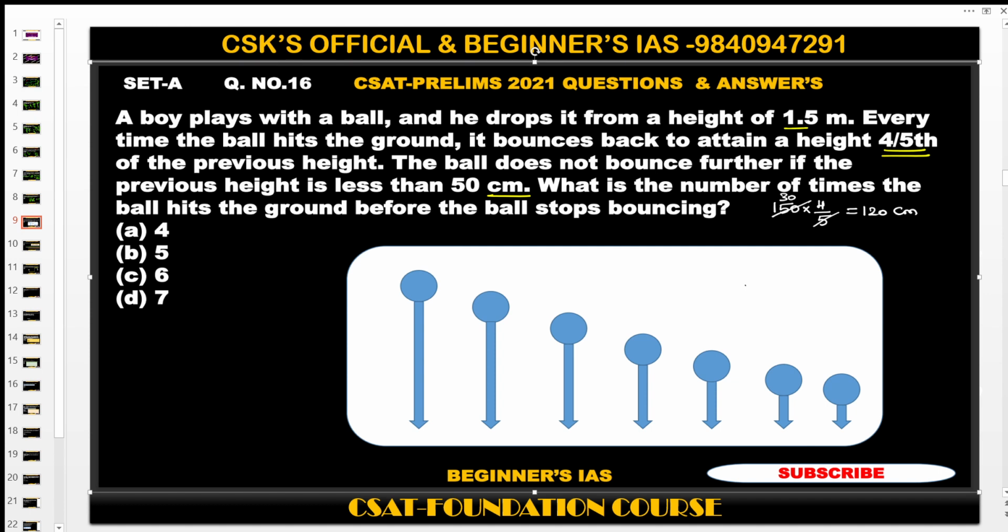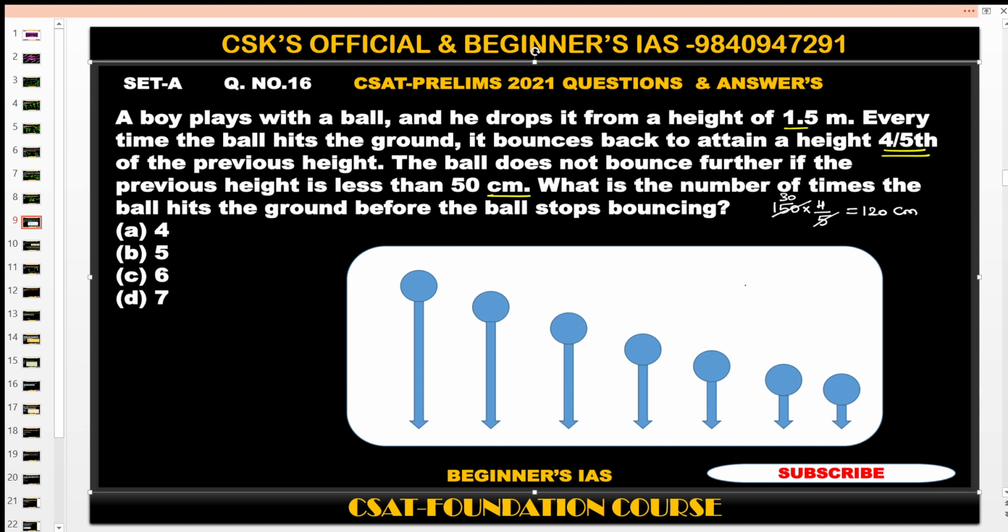The boy plays with the ball and drops it from a height of 1.5 meters. Every time the ball hits the ground, it bounces back to attain a height of 4/5 of the previous height. The new height is going to be 4/5 of the previous one. The ball does not bounce further if the previous height is less than 50. What is the number of times the ball hits the ground before it stops bouncing?